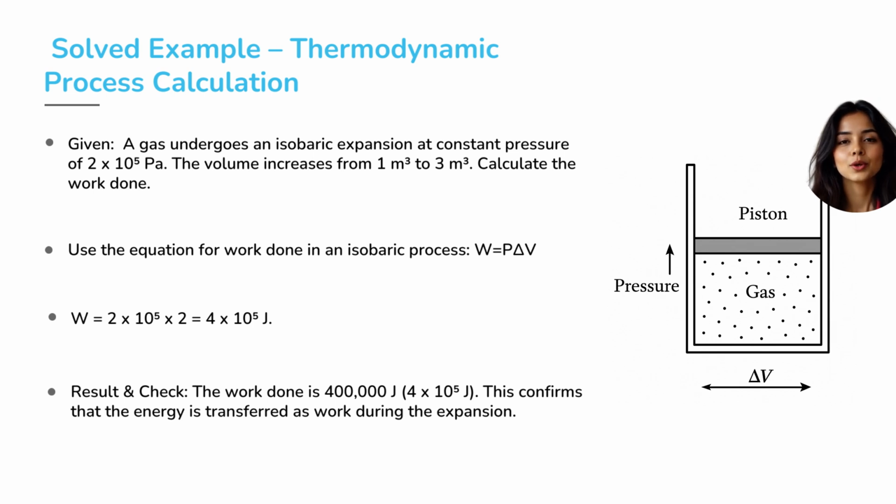We'll use the work formula for an isobaric process, W equals P times delta V. Now, substitute the values. W equals 2 times 10 to the power of 5 times the difference between 3 and 1, which is 2. So, the work done is W equals 4 times 10 to the power of 5 joules. That's a lot of work done, right? So, this shows how heat energy goes into expanding the gas and doing work, even though the pressure is constant.